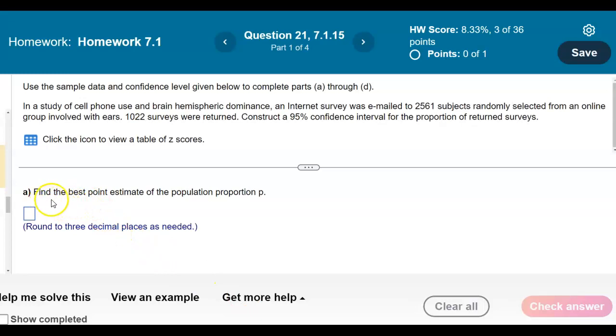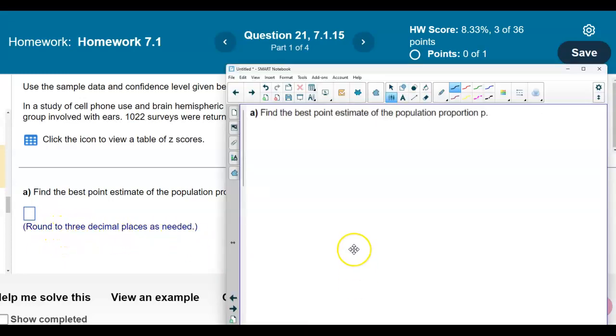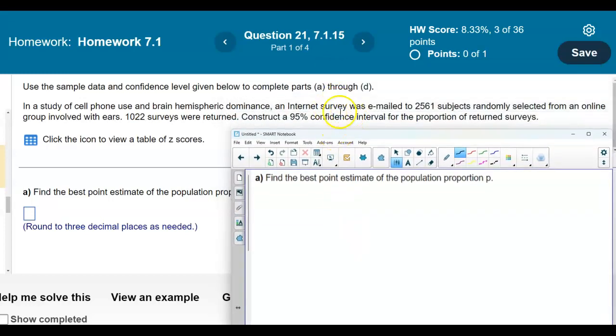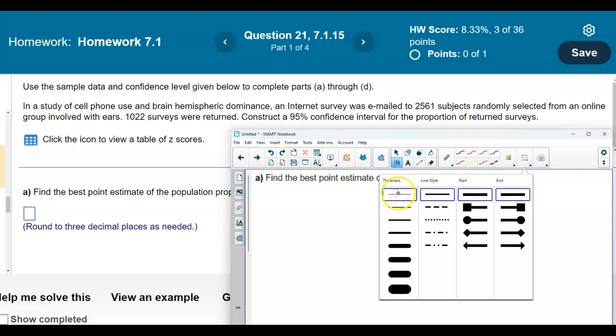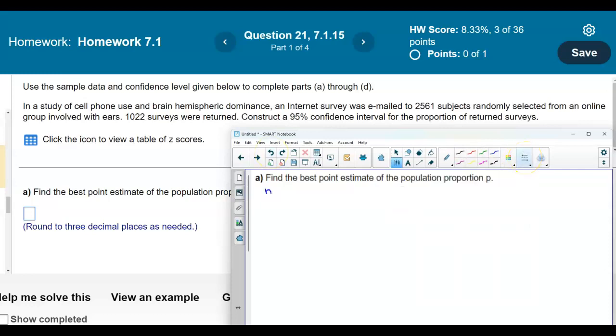First part is we want to be able to find the best point estimate of the population proportion P, and we're going to round to 3 decimal places as needed. So, first thing we need to know is what is the sample size. So the survey was emailed to 2,561. So N is going to equal 2,561. Now X is going to represent the number of surveys that were returned, which is the number of successes, which is 1,022.